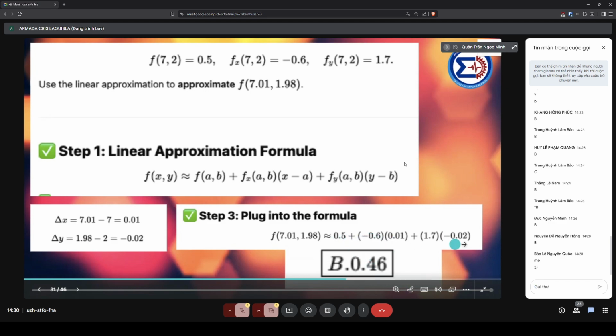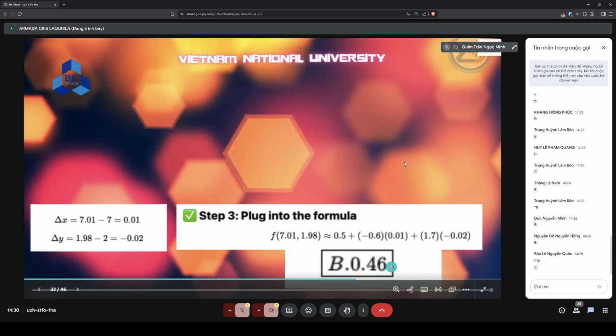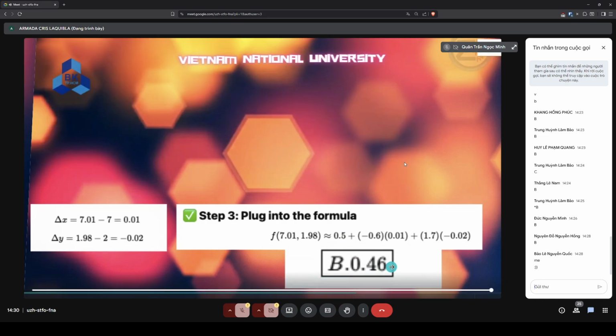Again, class, do not solve this individually. Because you're using a calculator, you have to give me the shortcut, and it's here, 0.46. So you do that in answering the questions later.